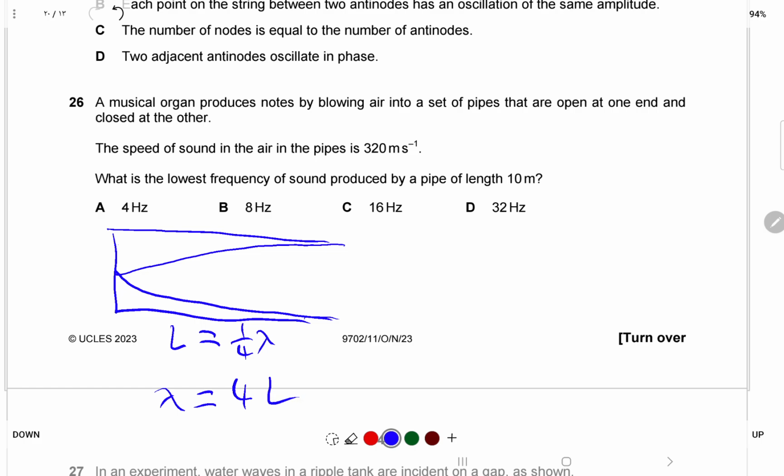Now what's the lowest frequency? V equals F lambda. 320 equals frequency times wavelength. So now you can replace lambda. So it's 4L, and the length is given, 10 meters. So 4 times 10. After doing the math, you get option B.